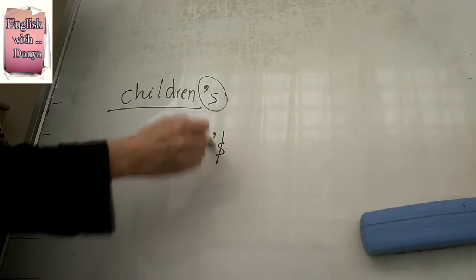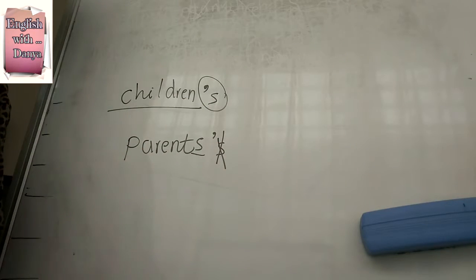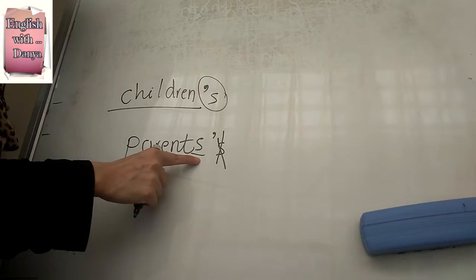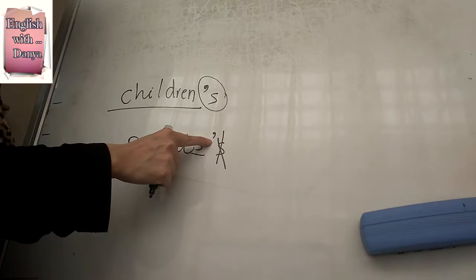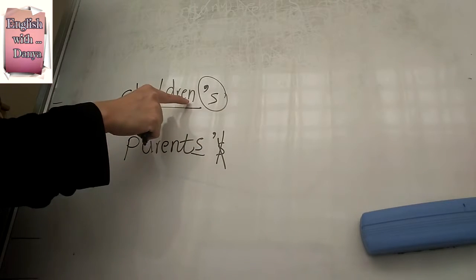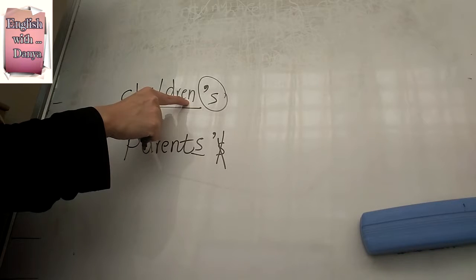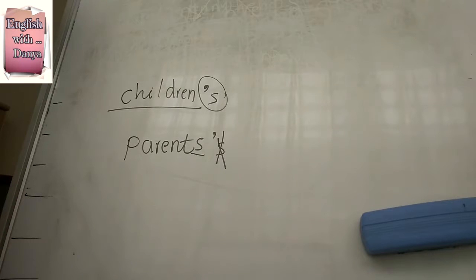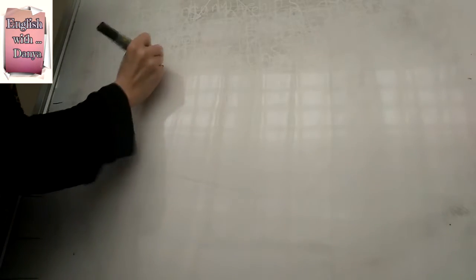No need. So what you need to do is just look at the last letter. If the last letter is s, then you just use apostrophe. But if it doesn't have s, use apostrophe and s. So this is the only thing that you need to know. All right, now let's look at number one.